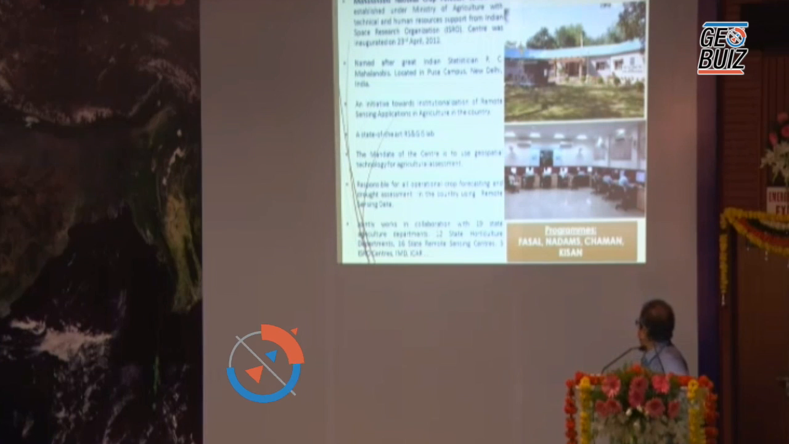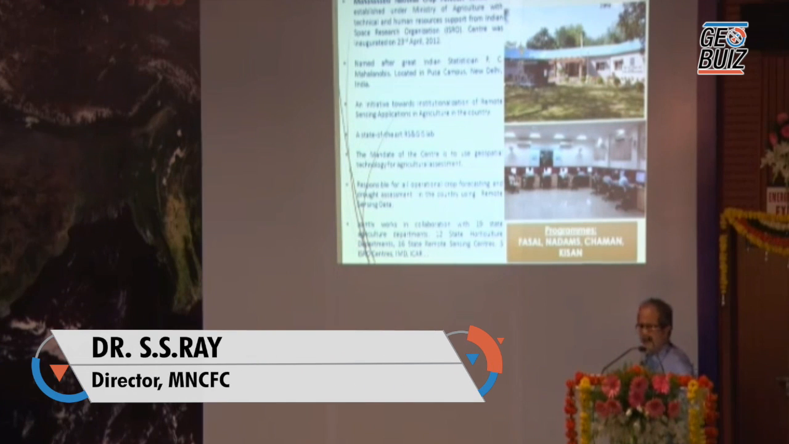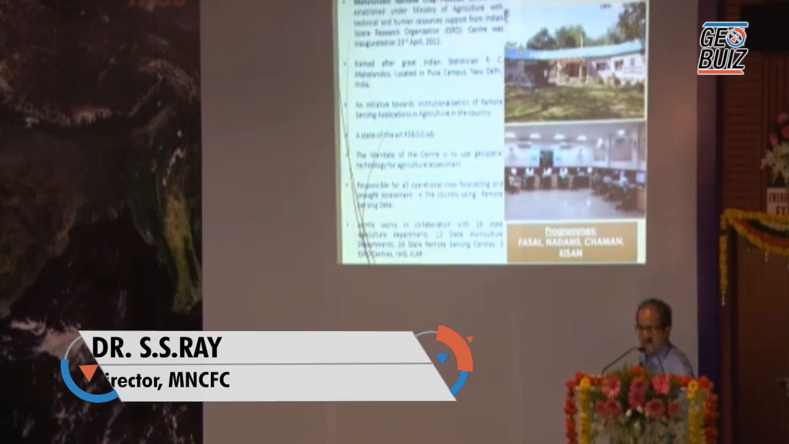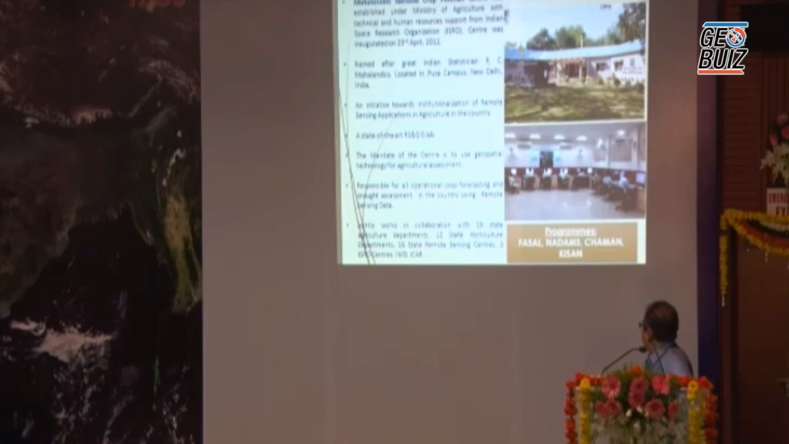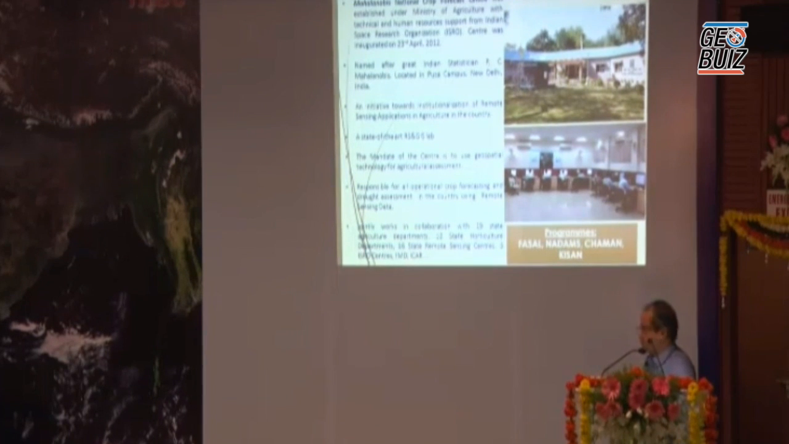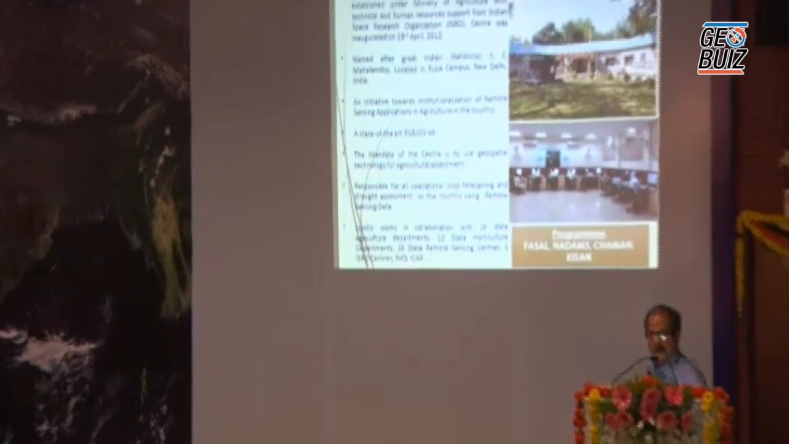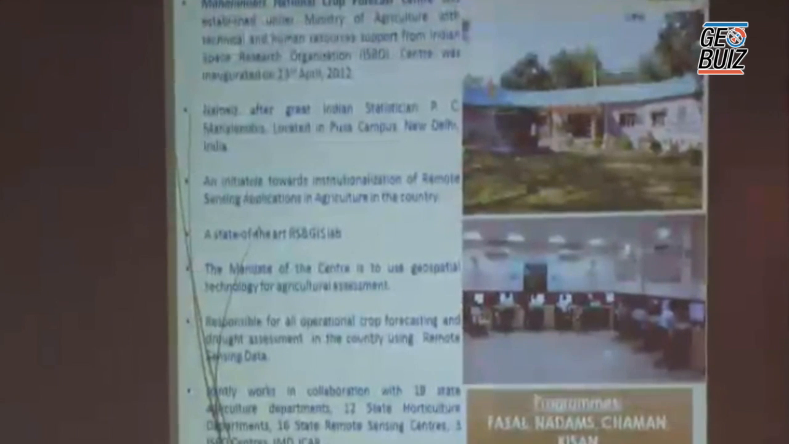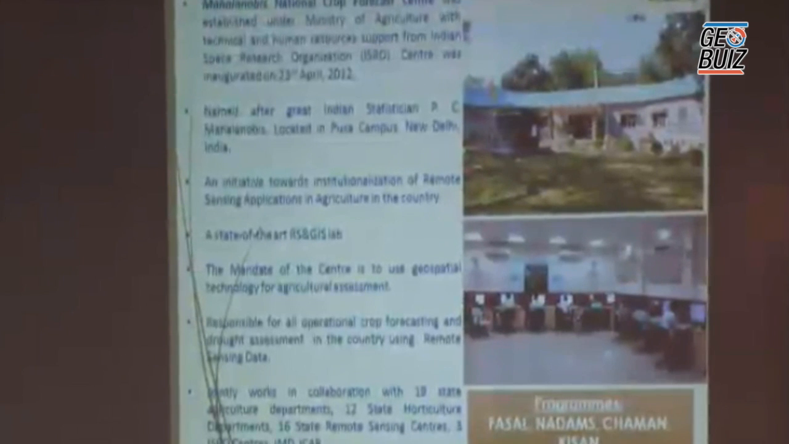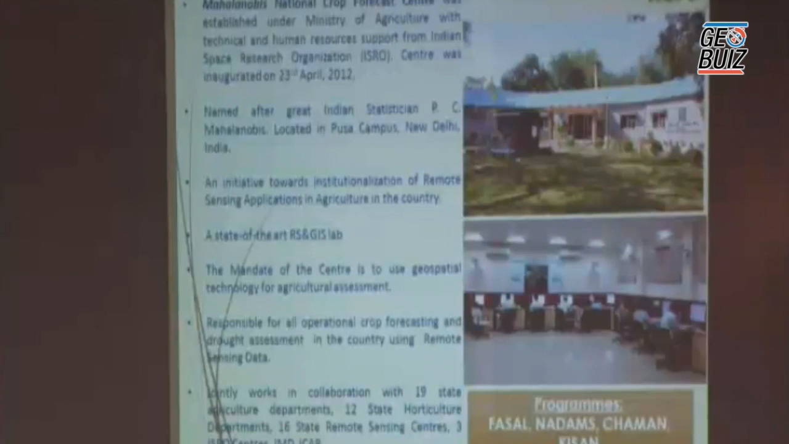The major projects and programs which we work on are FASAL, Forecasting Agriculture output using Space, Agrometeorology and Land-based observations; NADAMS, the National Agriculture Drought Monitoring and Assessment System; then CHAMAN, a new program called Coordinated Horticulture Assessment and Management using Geoinformatics; and KISAN, the latest, on crop insurance using space technology and geoinformatics.